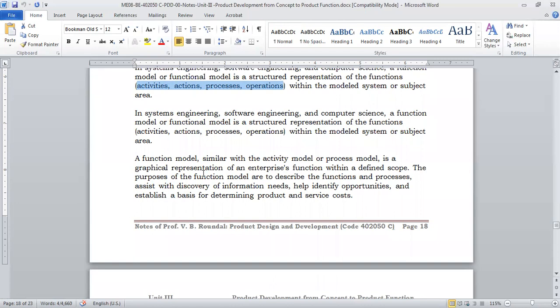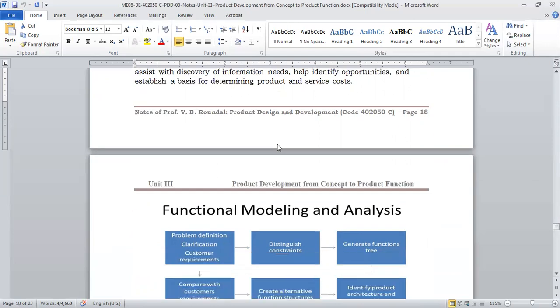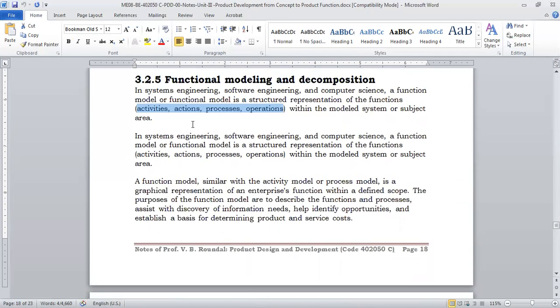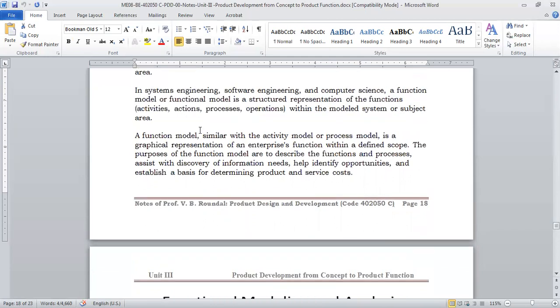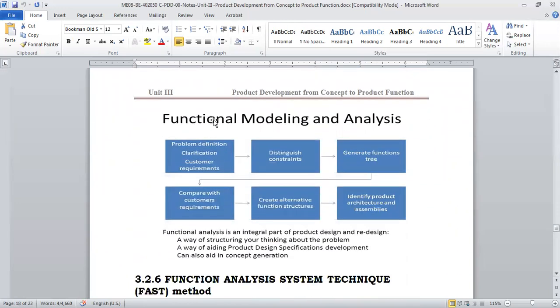In system engineering, software engineering or computer science, a functional model is a structured representation of functions. A functional model is similar to an activity model or process model. It is a graphical representation. The purpose of this is to show whatever functions, processes, activities, operations and actions we are going to perform in a graphical mode, which helps us identify them in an easier way.